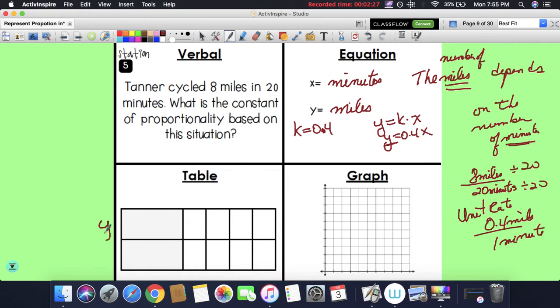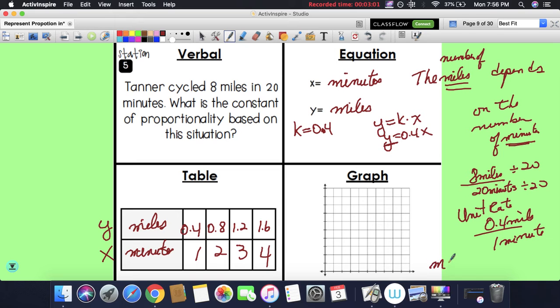So this is my y value, my x, and then on the table I'm going to call this miles, and this is minutes. So we're going to say 1 minute, 2 minutes, 3 minutes, 4 minutes. Let's just use those values. In 1 minute, I know I can go 0.4 miles. In 2 minutes, I'm going to double that, so 0.8. In 3 minutes, it's 0.4 times 3, or 1.2. And in 4 minutes, it's 0.4 times 4, which is 1.6 miles. So I'm going to use this information to create my table.